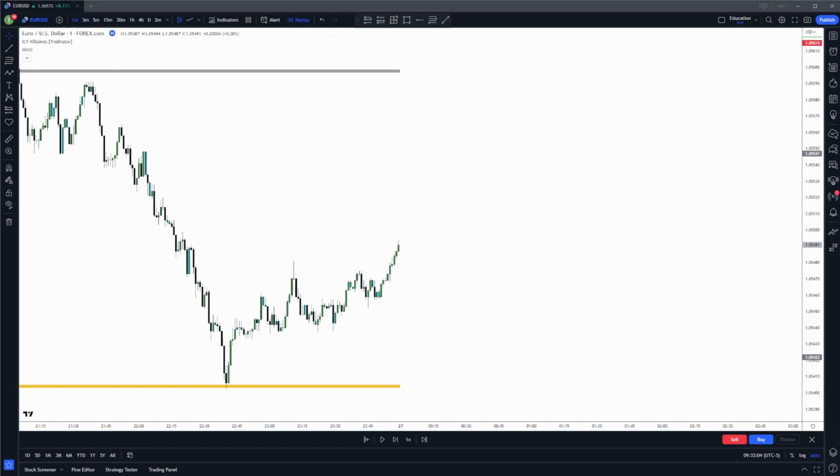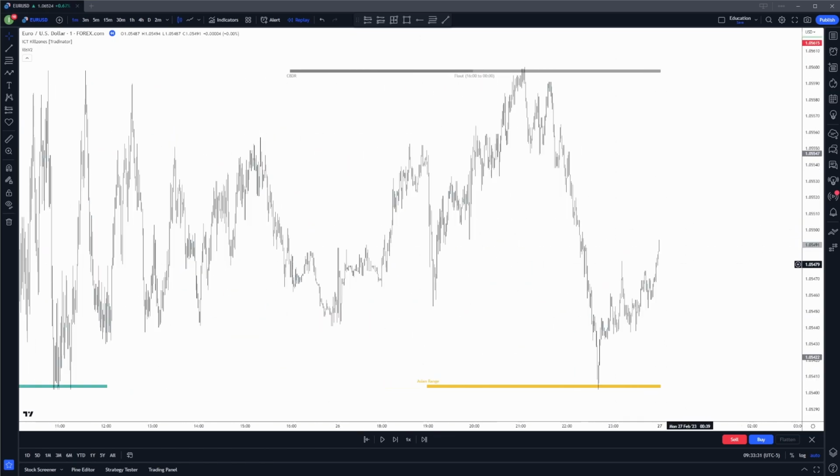Today I will be talking about an ICT strategy that allows you to trade without a daily bias at all. It's really simple, really mechanical, so stay tuned for it. So the first things we're going to be looking at are the previous day's highs and the previous day's lows. So let's actually get to that first.